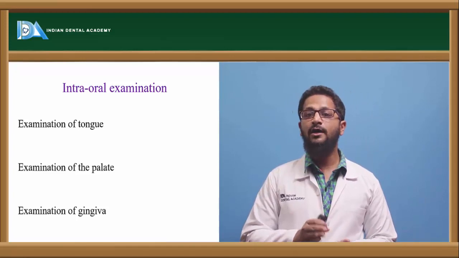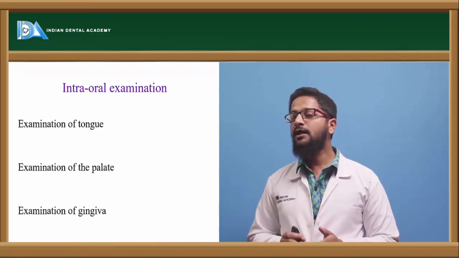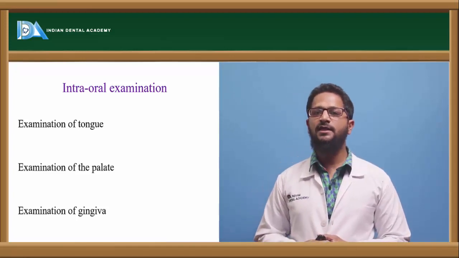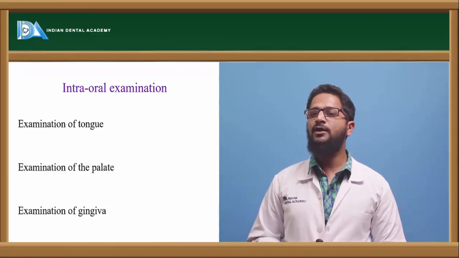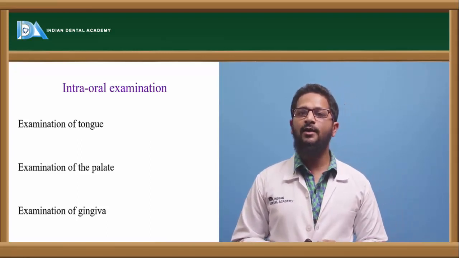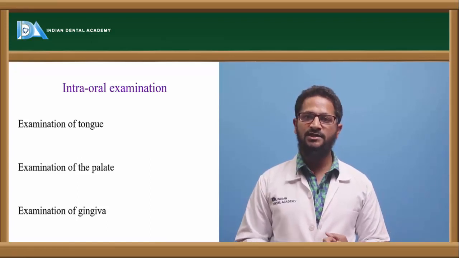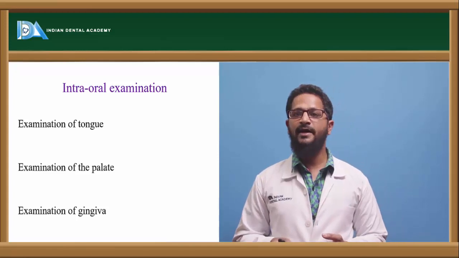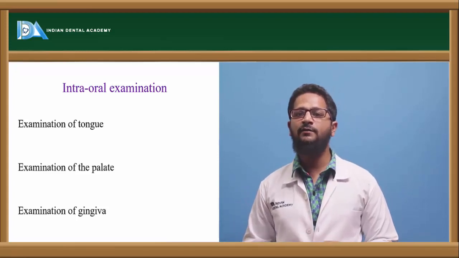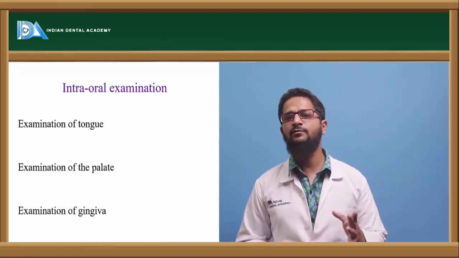Now let us see about intraoral examination. In intraoral examination, first let us see about examination of tongue. Proper examination of tongue should be done. Tongue should be evaluated for its function, also for its size. Because if the tongue position is not proper because of some muscular imbalance, it will result in the development of various types of malocclusion.